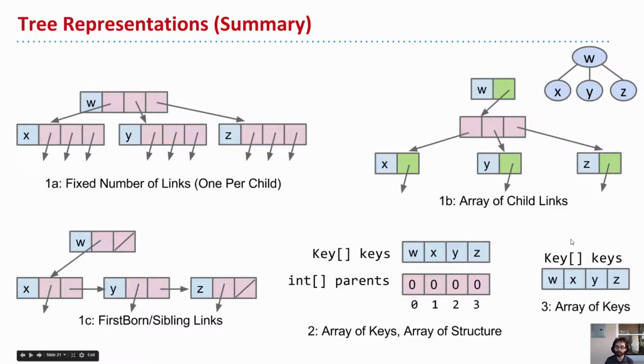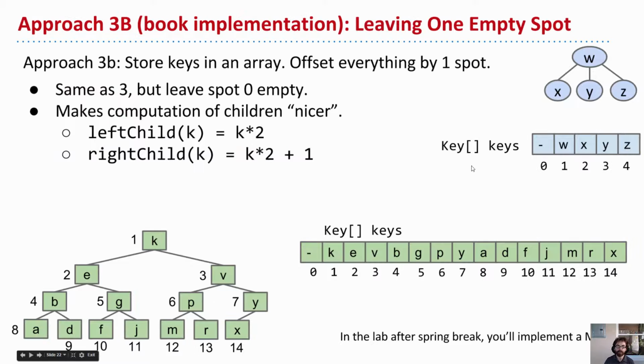And before I get there, I'm going to introduce yet another tree representation, but it's only a very minor tweak on approach 3. This is approach 3b. In approach 3b, it is exactly the same thing as approach 3, except we're going to move everything over by 1 spot and leave a blank at the front. Now why on earth would we possibly do that? Well, it just makes calculation of children nicer.